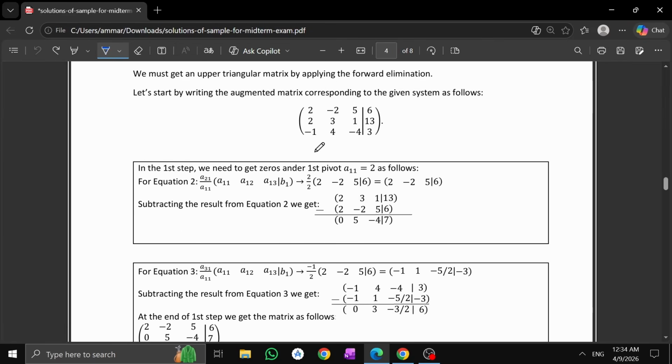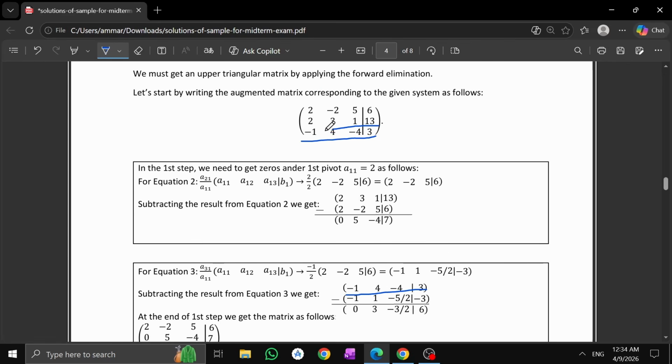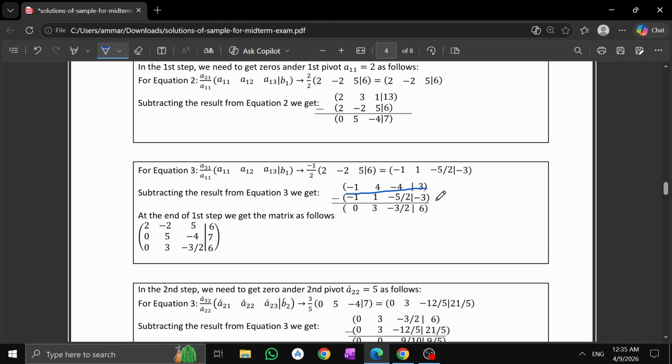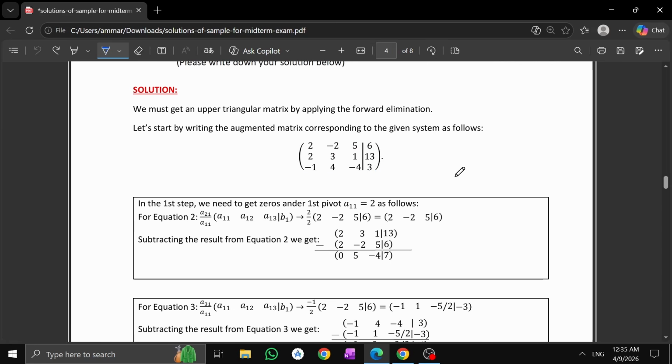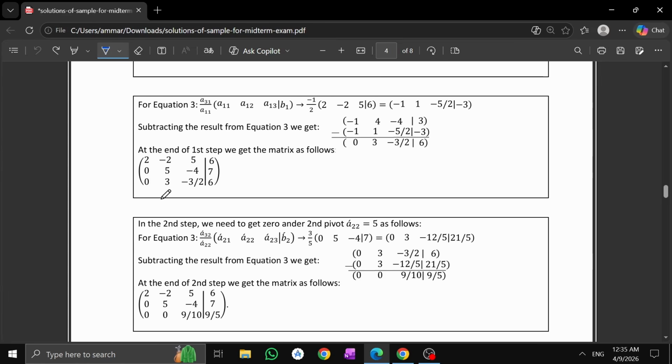Then you say, okay, row 3, which is this one, subtracted by row 1 after we modified it, which is this one. You subtract it and you get your second 0. All right, in the second step, now we are trying to make this one 0. Now the pivot has changed. Our pivot is 5. So we are going to divide by 5. 3, 3, 5, 5. Okay, A22, this pivot.